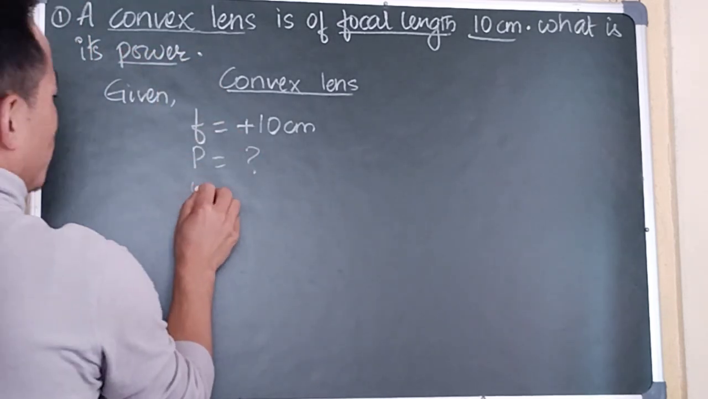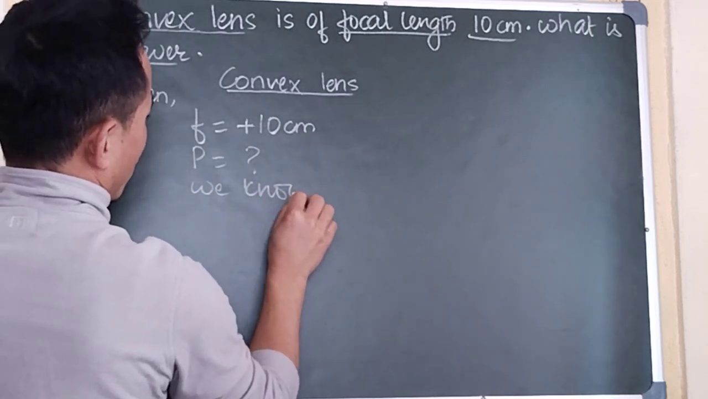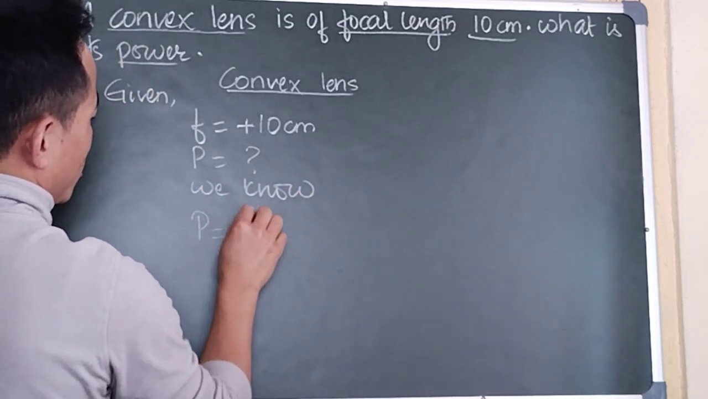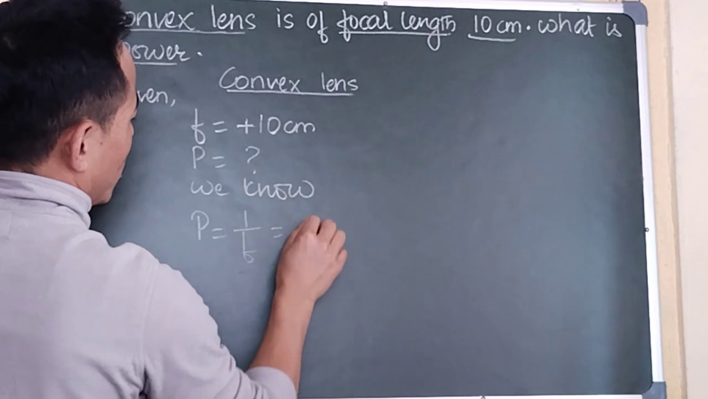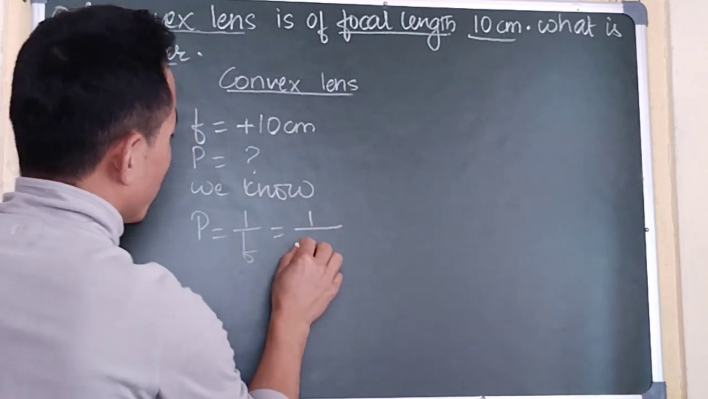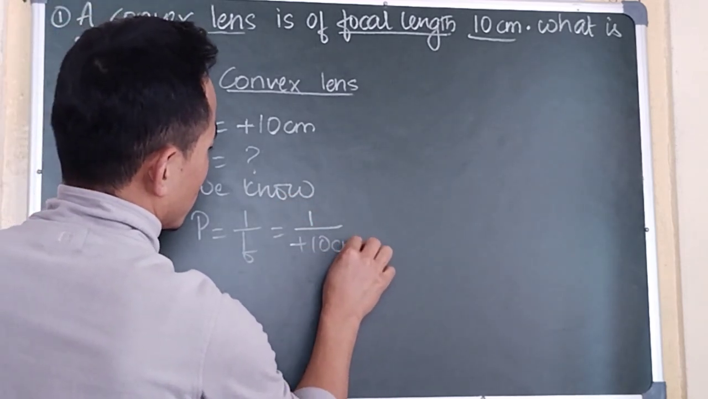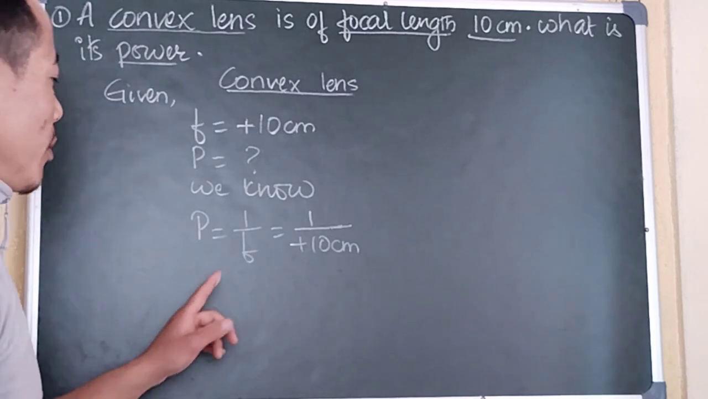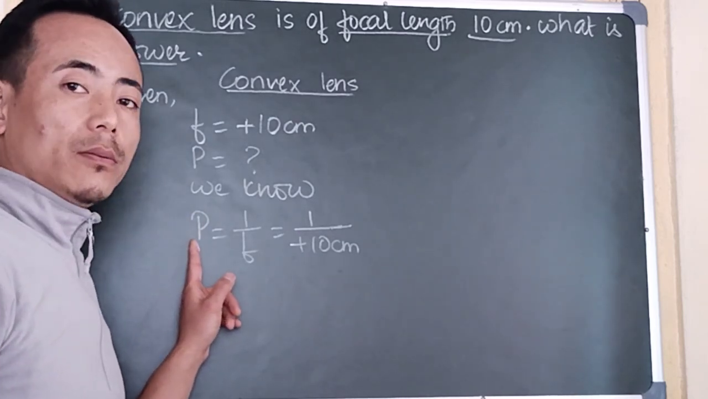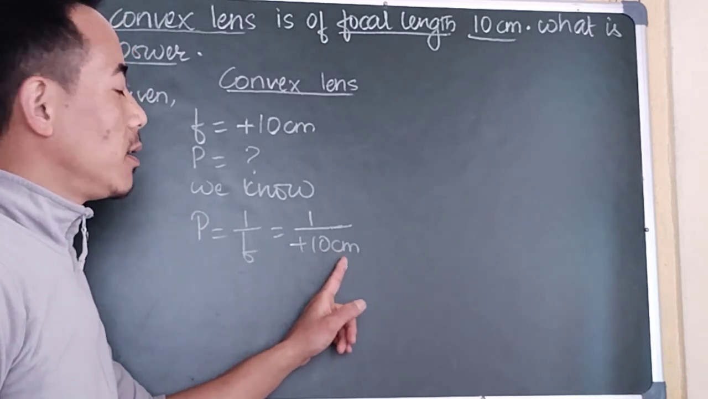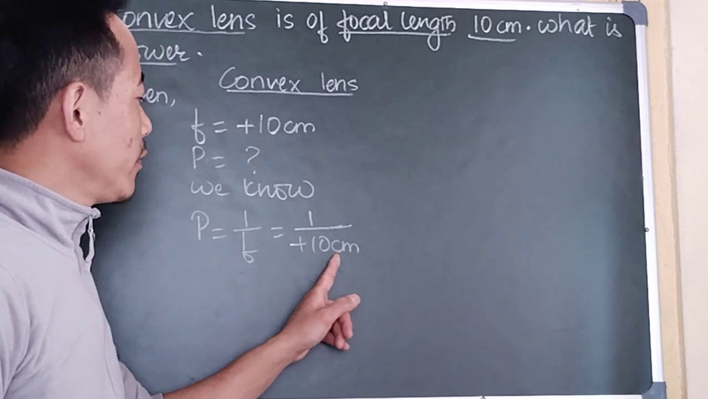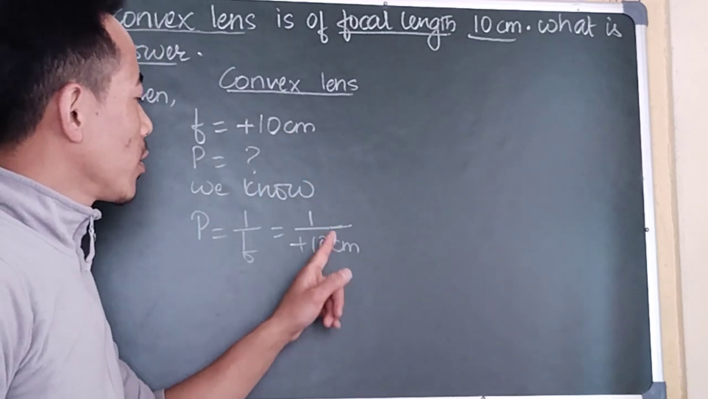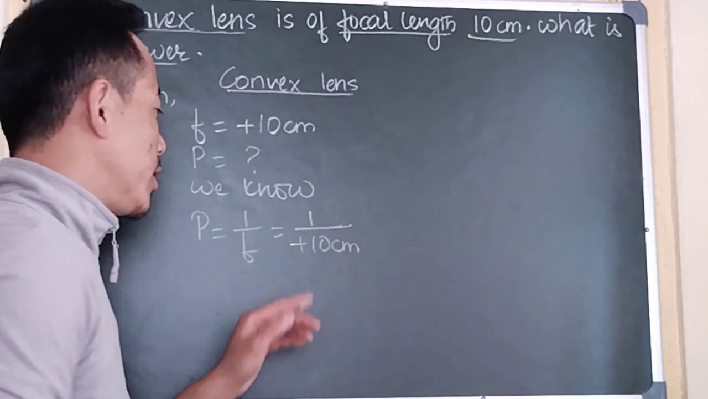Now we know the formula for calculating power is P is equal to 1 divided by f. So put the value, it will be plus 10 centimeter. Now remember, in order to calculate the power, the focal length has to be in terms of meters. But the given value is in centimeter, so you have to convert this centimeter into meter first.